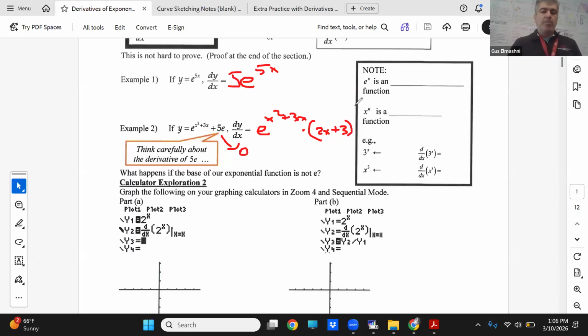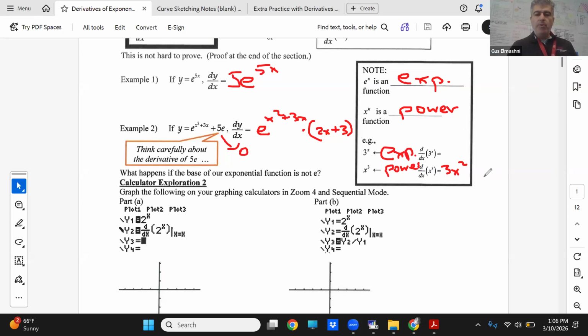Now, just one thing to keep in mind as well. e to the x is an exponential function, right? x to the n is a power function. That's why we call the derivative of x to the n the power rule, right? Like that's 3x squared. So that's a power function. But what if I have 3 to the x? So not dealing with e. What if we change the base to something else, like 3? That's going to be an exponential function.